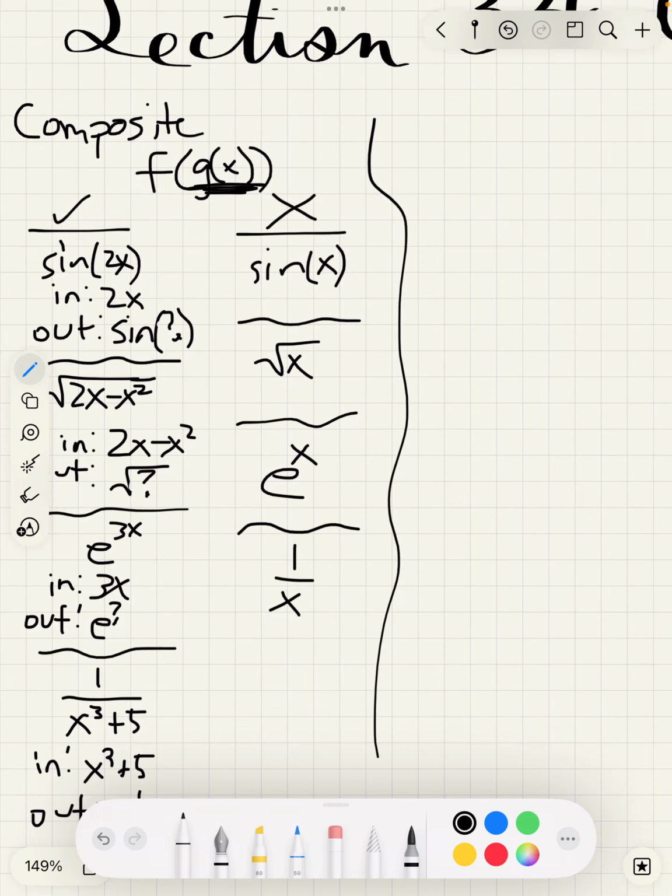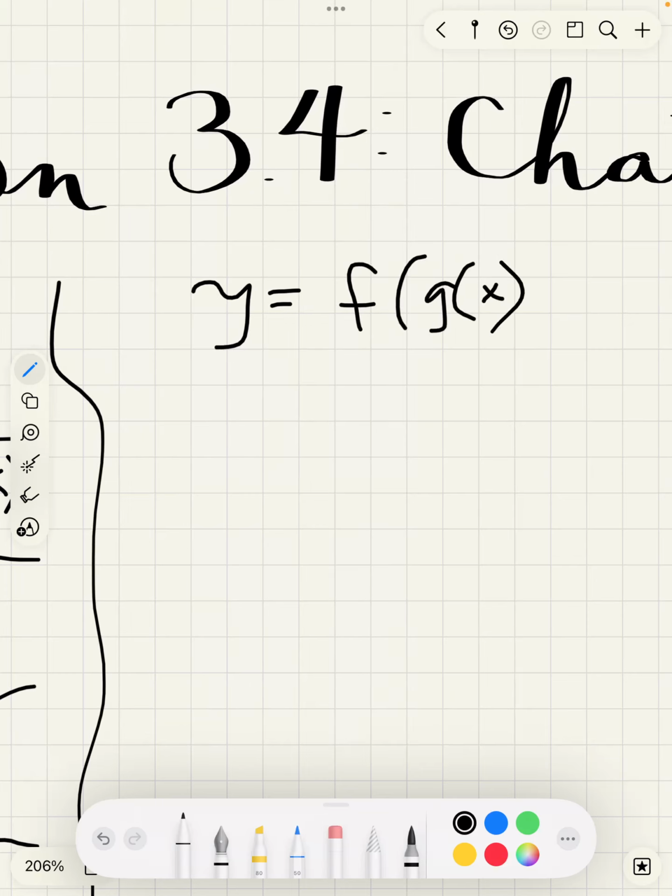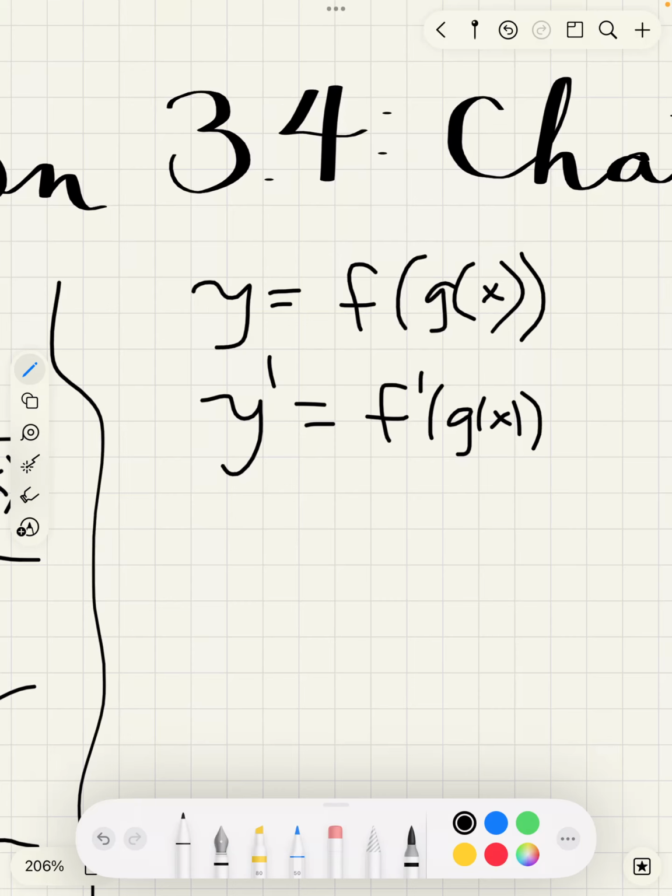So what is the chain rule? Well, the chain rule is essentially just the rule that we use to take the derivative of a composite function. So if y is equal to f of g of x, so we have the inside function g of x, the outside function f of stuff, then the derivative y prime, or dy dx, is equal to f prime of g of x, so notice the inside doesn't change, multiplied by g prime of x.